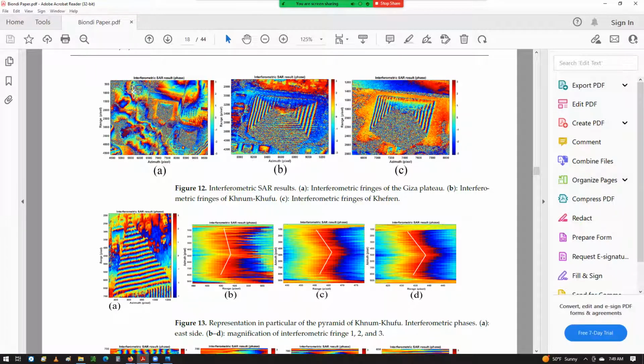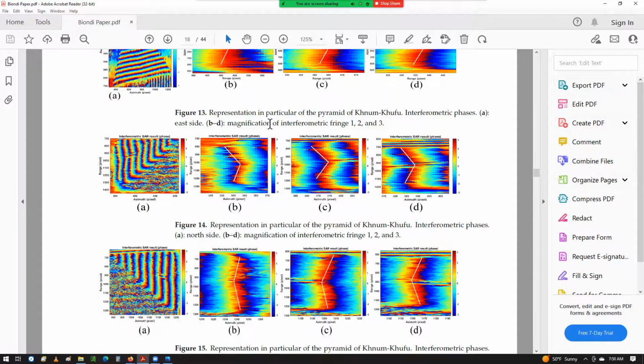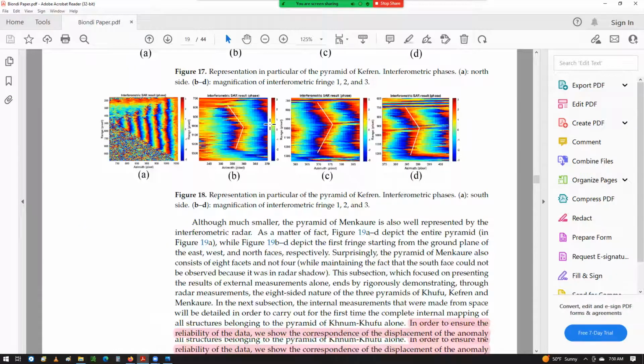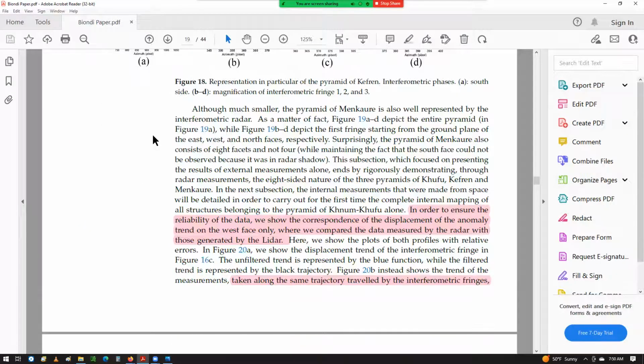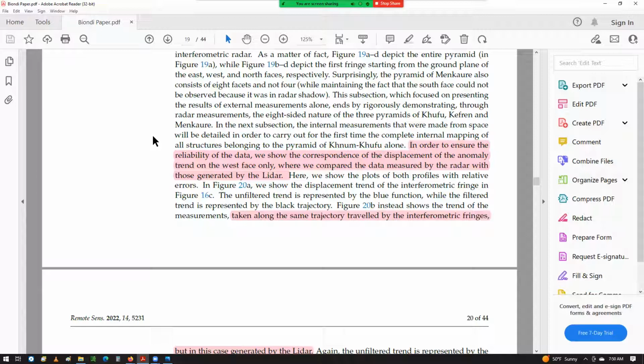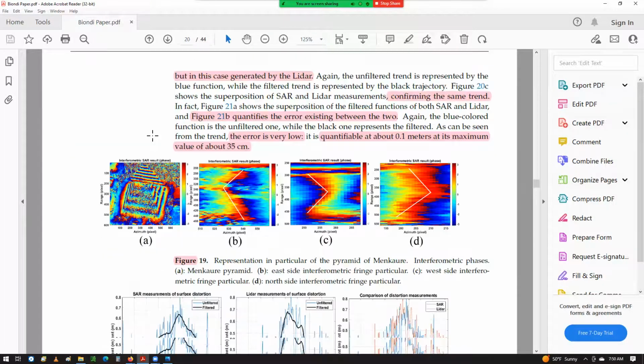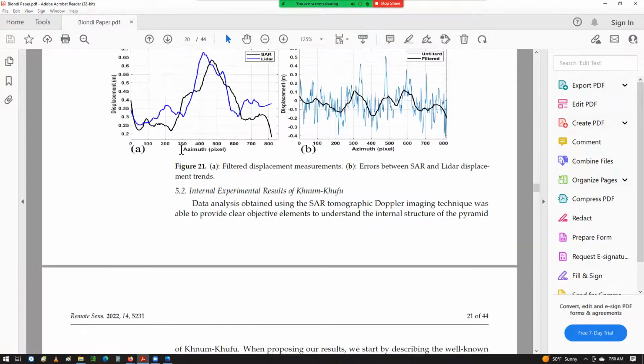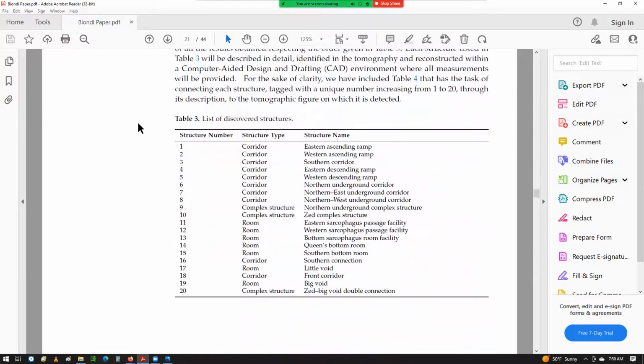With Menkaure's pyramid, you can sort of make it out, and it's been described. But on this one, it just goes to show it's more subtle, but it's there. So this is part of their proof of principle. And then this has to do with the LiDAR. We already went through that, so I'm going to skip over this.